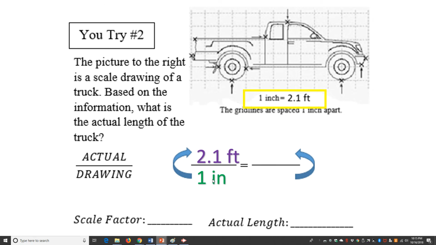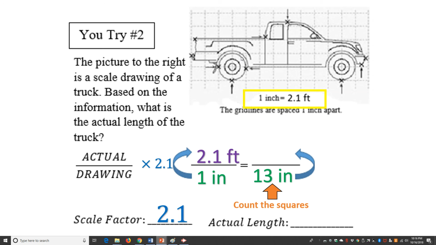Therefore, the scale factor is increasing by a multiple of 2.1. So our scale factor is 2.1. And then we need to find the actual length of the truck. So here it says the grid lines are spaced 1 inch apart. So we need to count the squares to find the length of the truck. So the truck goes from here to here. And if you count each of these squares, you're going to get 13 squares, which means the truck drawing is 13 inches long.